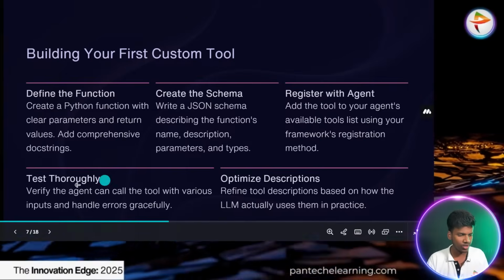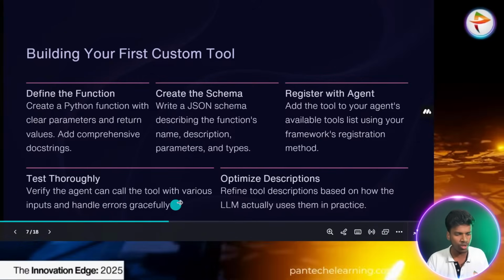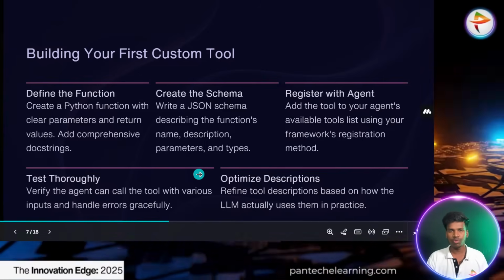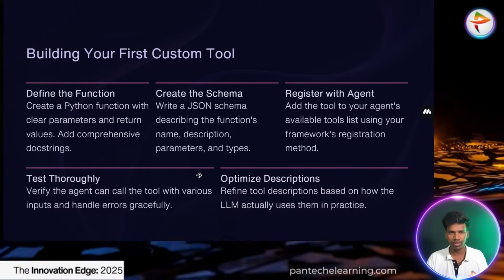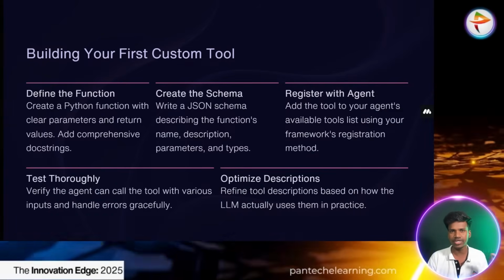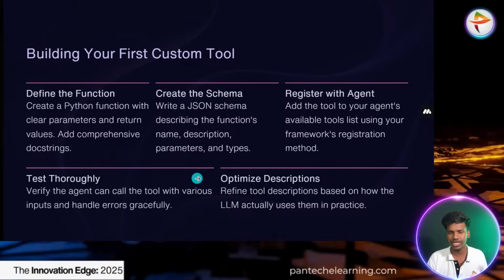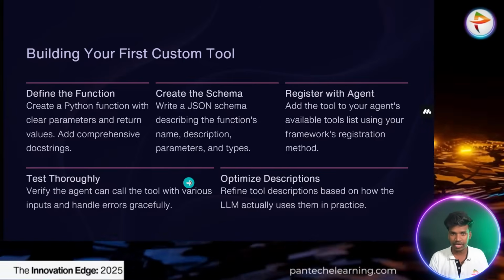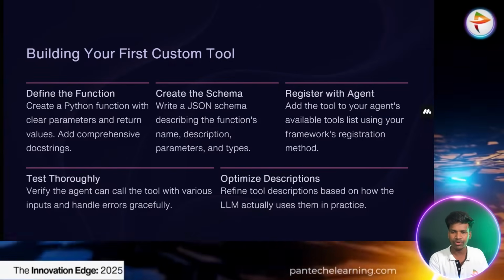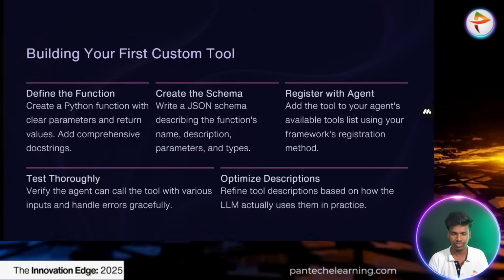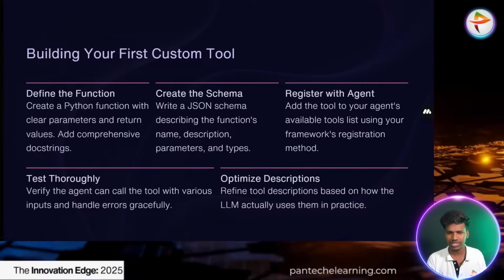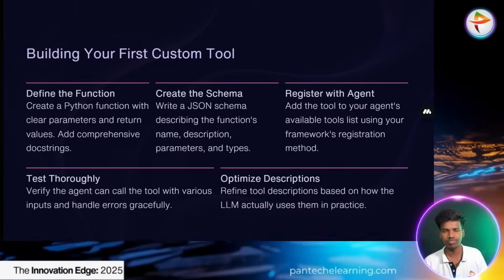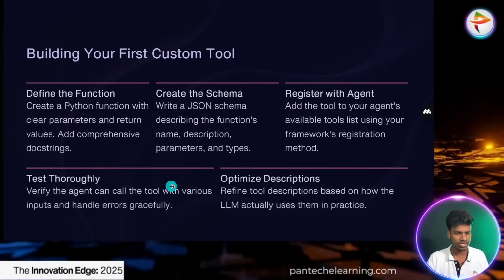Then test thoroughly. Verify the agent can call the tool with various inputs and handle errors gracefully. Before deploying the particular agent, we have to go through the test process. Inside the agent we have to give a sample message for how it has to handle that. Like that way we have to execute. Same like in the email sending agent we saw a test process in the top right side. That is the testing thing.